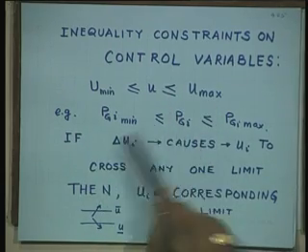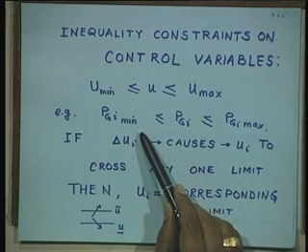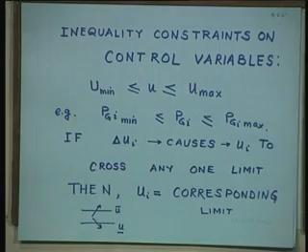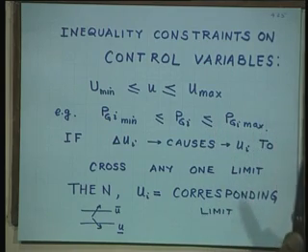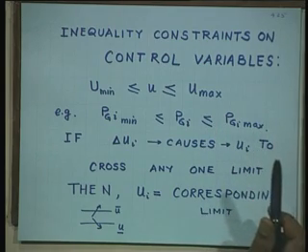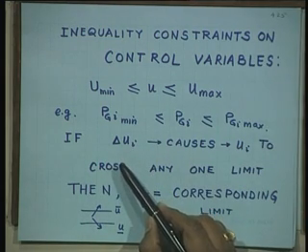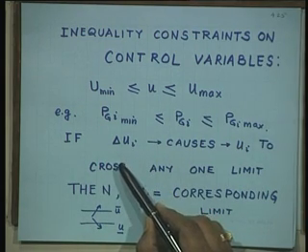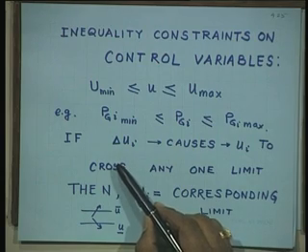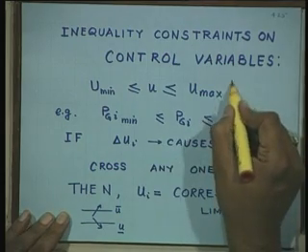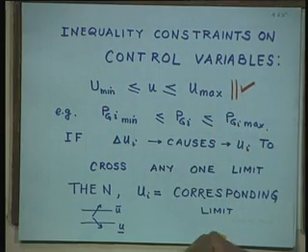For example, power generation can be a control variable. You can control power generation by controlling the water gate opening or steam input. So, PGI min is less than equal to PGI is less than equal to PGI max. Now, when you add delta UI to get the latest value of control variable, you check whether this new u is within these limits or not. This is what you have to check. This must always be satisfied.